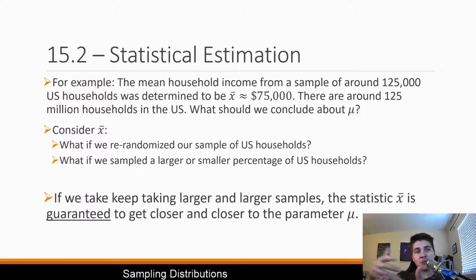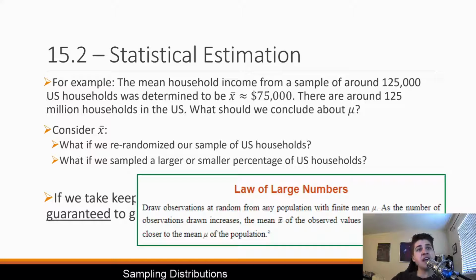Because if we sampled literally the entire population of households, it will be the exact parameter. And it's sort of like saying the more and more we do, the better our data will become. And that's a key idea with sampling distributions. This is what's referred to as the law of large numbers. It says to draw observations at random from any population with a finite mean mu. As the number of observations, aka the sample size, increases, the average of those observed values tends to get closer to the mean mu of the population.